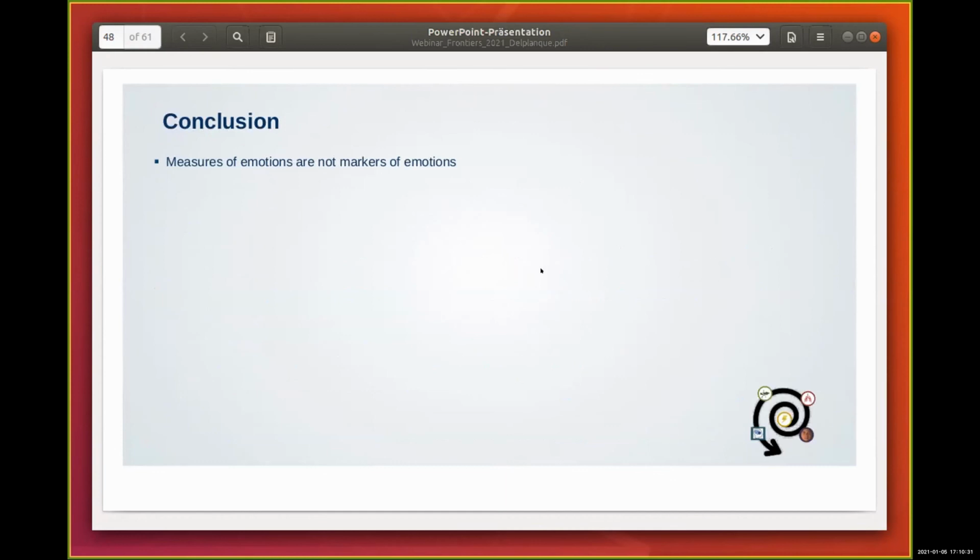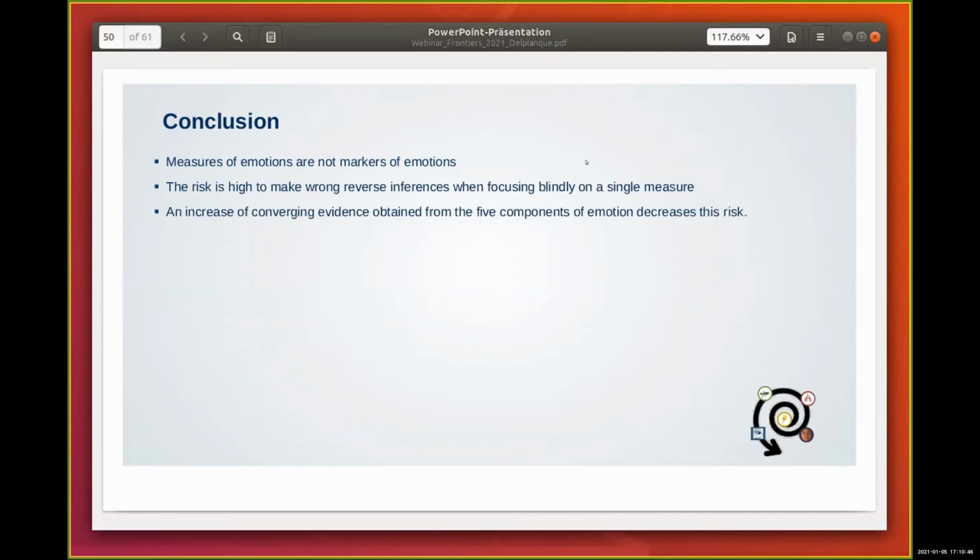So my conclusion is that measures of emotions are not markers of emotions. The risk is high to make wrong reverse inferences when focusing blindly on a single measure. And an increase of converging evidence obtained from the 5 components of emotion will decrease these risks.